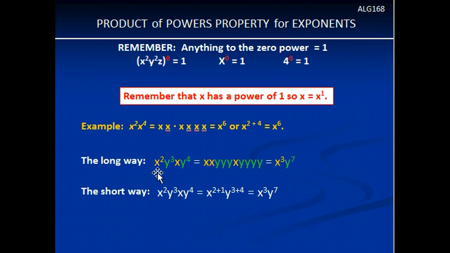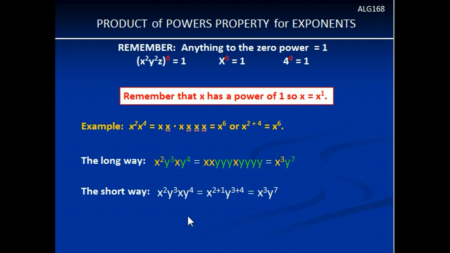We would say we have 2 x's here. Okay, we'll put 2 x's here. We have 3 y's, so we'll write 3 y's. We have an x, another x, and 4 more y's. So if we add them up, we have x to the 1, 2, 3, x to the third, y to the 3 plus 4 is 7 y's. So x to the third, y to the 7th.